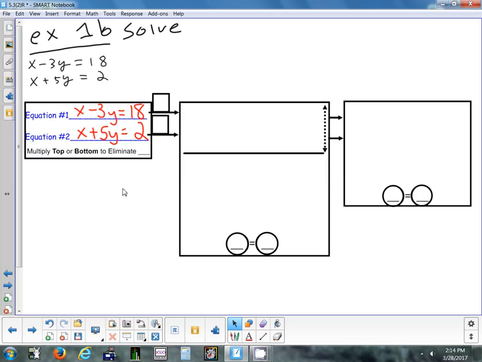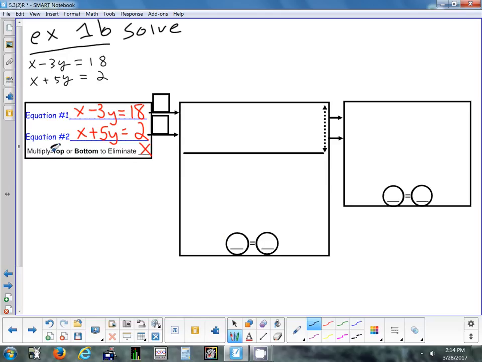Same positive single variable in both equations. Do I have that here? Yes. Which variable? y? y has numbers attached. Oh yeah, x. x is by itself. All right, so we've identified the case. So that means which variable is going to be eliminated? x, the one that's by itself, right? Do we want to multiply the top or the bottom?